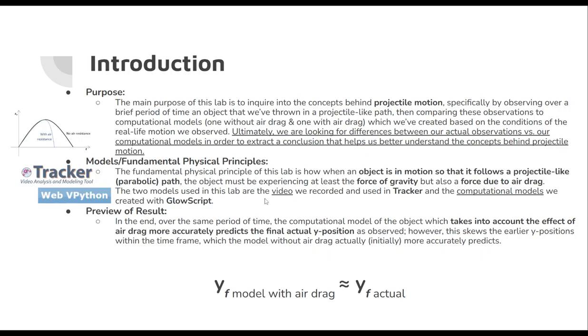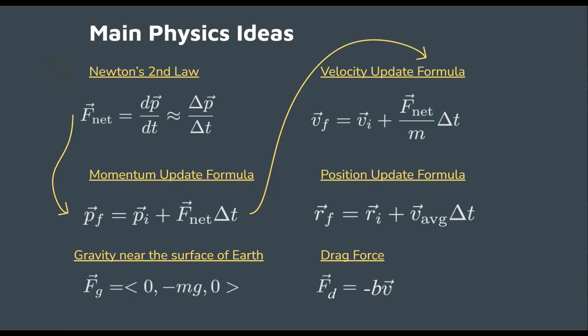So the models we use are the video imported into Tracker and the computational models which we create with GlowScript. And in the end, the computational model, which took into account the effect of air drag, more accurately predicts the final Y position, the final height, as the object we've seen observed in the video. However, this affects the earlier Y positions in the predictions, and we'll see this explained later on in more detail.